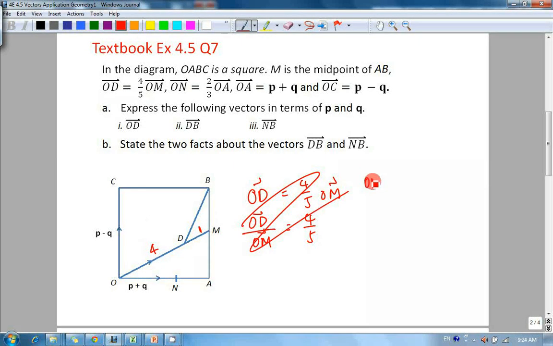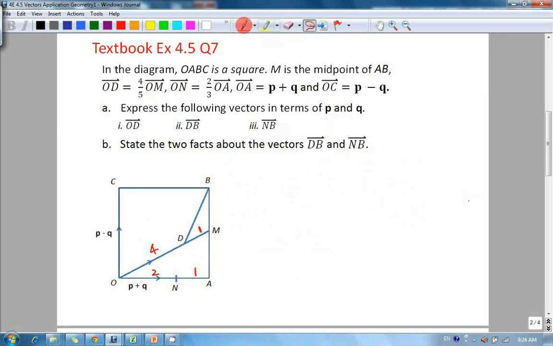Okay, next, ON equals 2/3 OA. So similarly, ON over OA will be equal to 2 over 3. So ON is 2, OA is 3, so this must be 1 also. Alright, so I get all this done in the diagram.